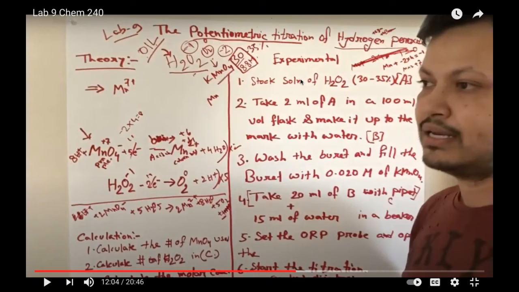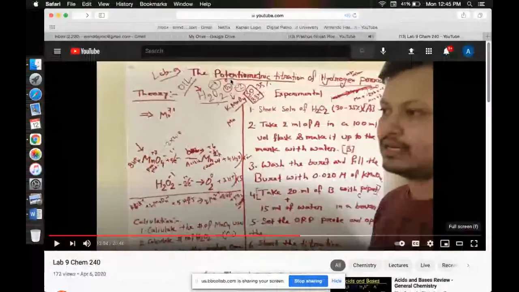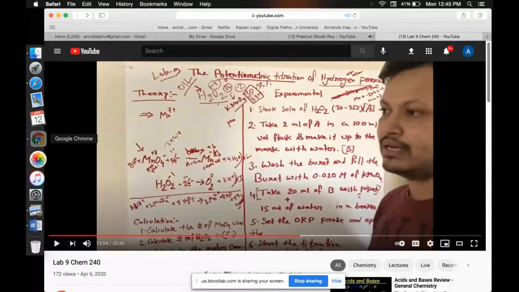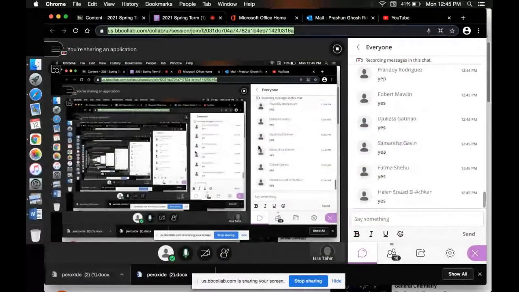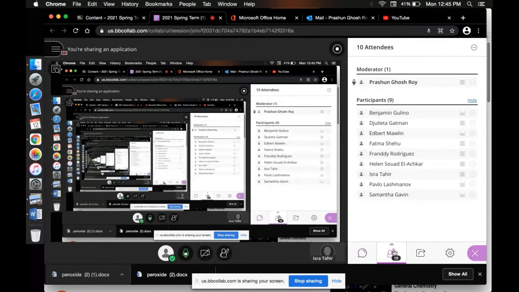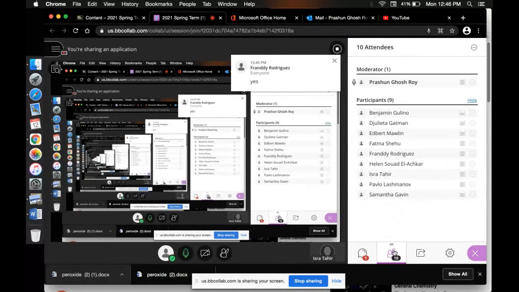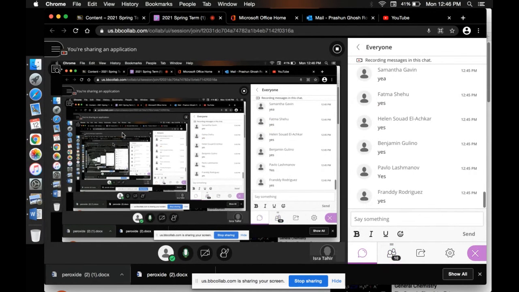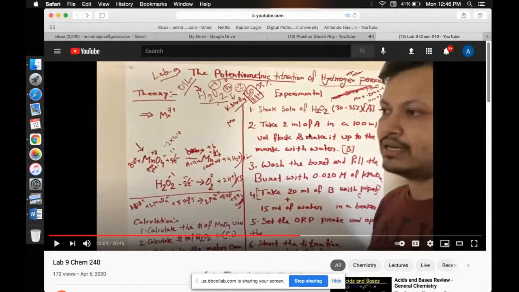Do you understand till this? Everyone respond, please. So this is a 2% solution of A. From this B you are going to take, so this B is for the titration.